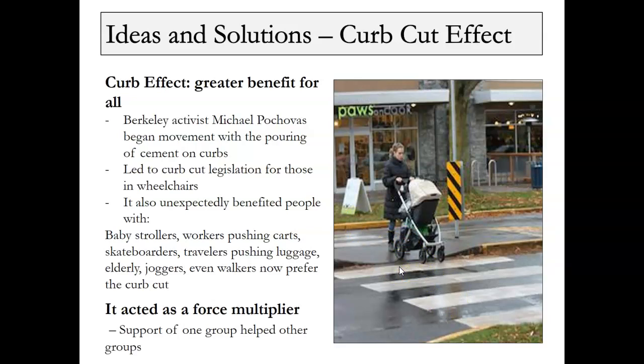But it's also ideal for other folks: strollers, pushing carts, skateboards, luggage, elderly, walking, jogging. It's the way life is. It's opened up this whole world for everybody. It acts as a kind of force multiplier. Support of one group helped other groups. There's other examples of this, but this is a good one. Another example I talked about earlier is putting the ramp into your business, making it accessible for people with wheelchairs or blind. You can open up your market, sell more stuff to more folks, make more money. It's kind of a win-win.